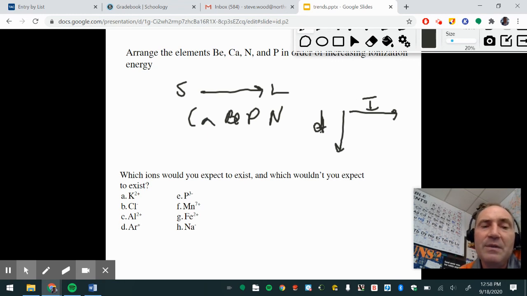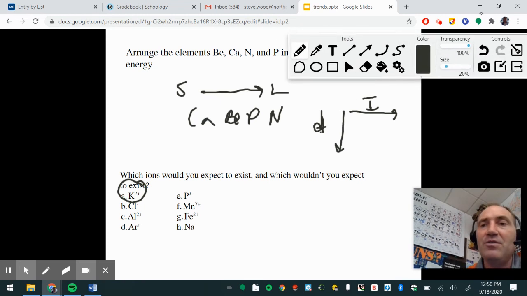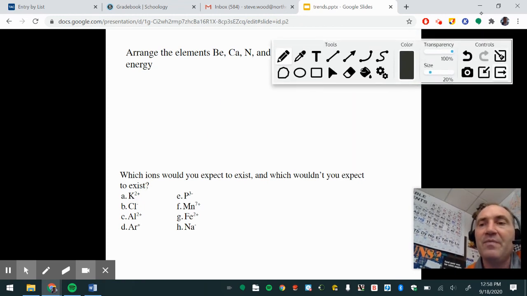And then we've kind of been working on this, but does everybody see that this one shouldn't exist? Once you get in the core, they just tend not to. Like K+ makes sense. K2+ doesn't. I mean, it's possible, but you'd have to overcome a lot of energy for it to occur.